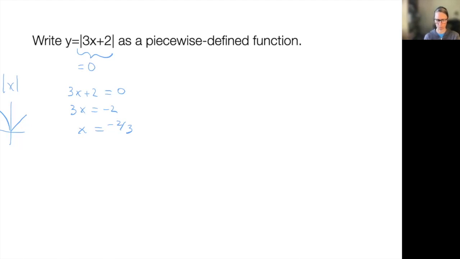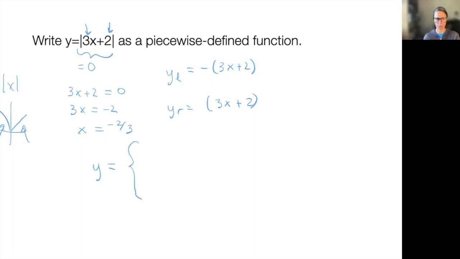The left side piece will be for when x is smaller than negative 2/3. And we can just take the 3x plus 2 and make it negative. And the right side piece is just going to be the positive version. And again, this is all stemming from the idea of the absolute value of x function and just assuming that it's a translation. And by translation, I mean it's been shifted around. In this case, it's been moved 2 units to the left and it's been stretched vertically by 3 units.